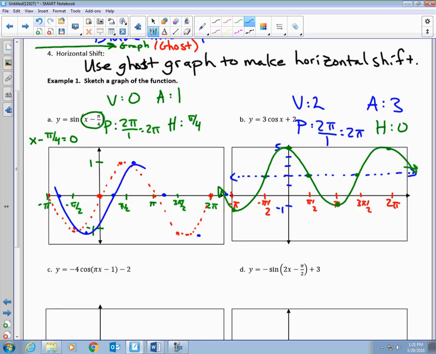I can then go ahead and sketch my real graph. And by looking at it at the end, it's not perfect, but I can be pretty confident that that's a very good representation of my graph. I can see that it shifted over pi over 4 units. Right? What do you think?